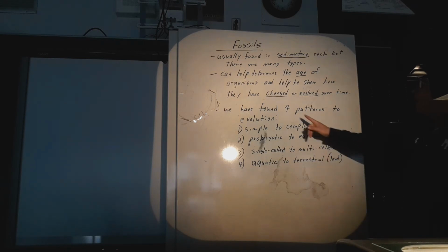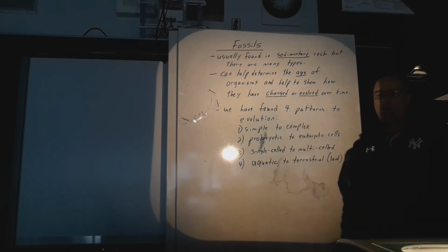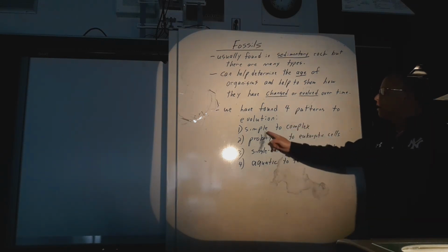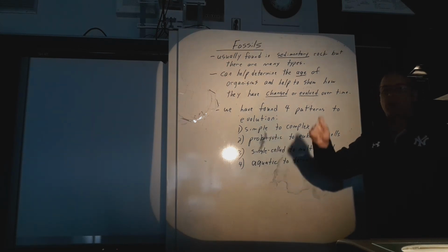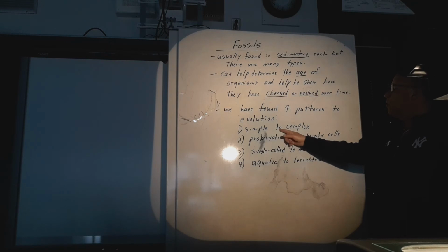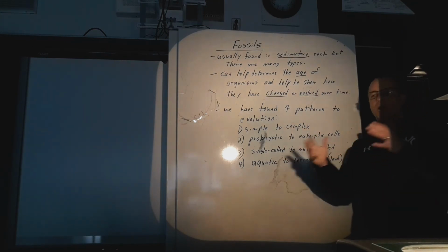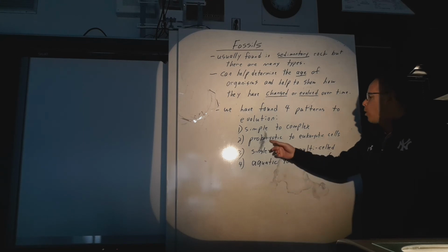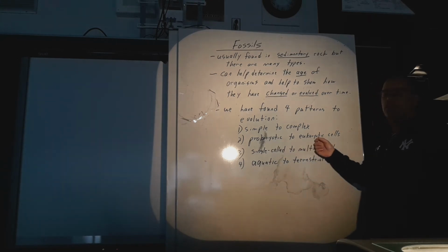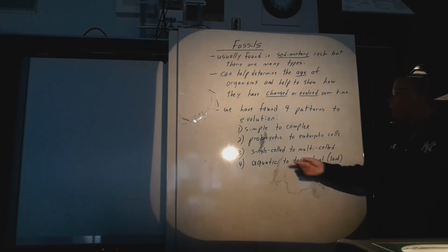Now, we have found four patterns to fossils in evolution. From very simple organisms, one cell doing everything themselves, living in the ocean, to more complex, multicellular organisms with lots of organ systems. Prokaryotic, no nucleus, the first organisms. Eventually the nucleus came about. Those are eukaryotic. We're a eukaryotic organism.